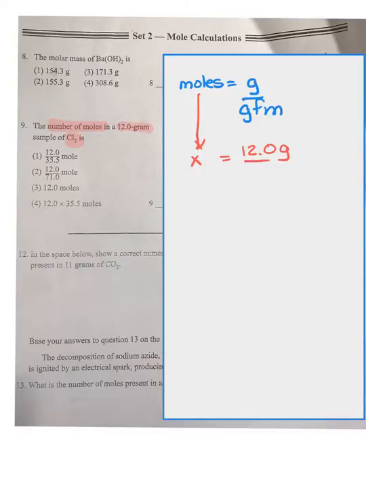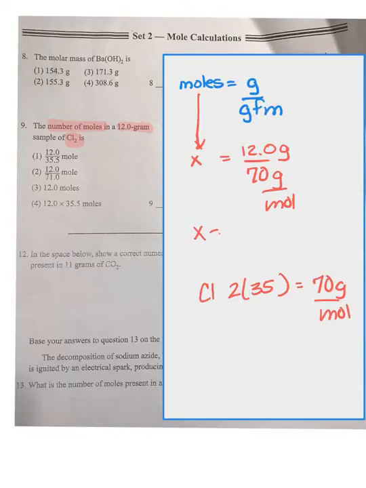And my gram formula mass for chlorine, there's 2 of them at 35.5 apiece, or 35 because I'm rounding it down. So that gives me 70 grams per mole. I should put my units in there so everybody knows what I'm talking about. 70 grams per mole. And I have to do X equals 12 divided by 70. My answer is 0.17 moles of Cl2.